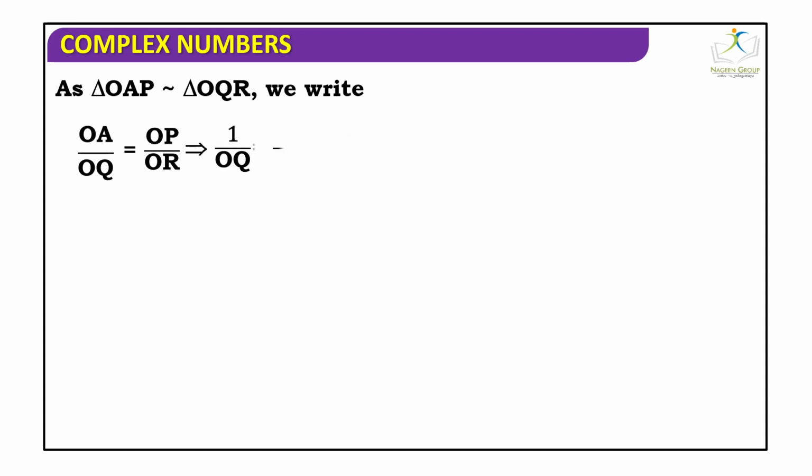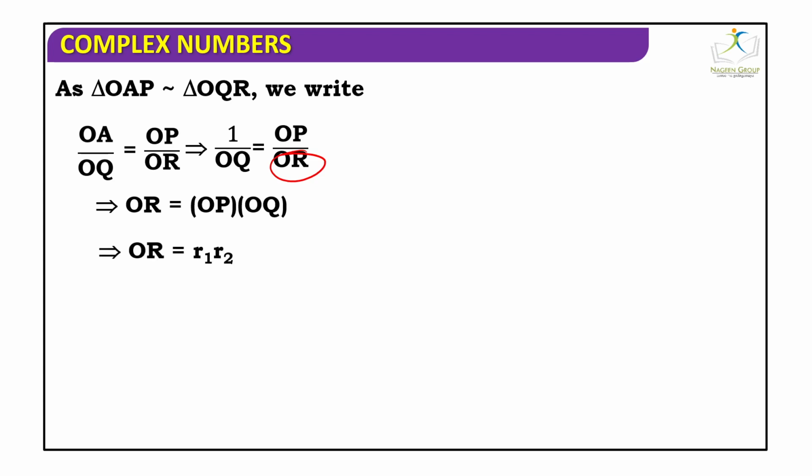Now the sides will be in ratio. We know OA equals 1. So 1 by OQ equals OP by OR. From here we are finding the value of OR. So OR equals OP into OQ. OP value is R1 and the value of OQ is R2.